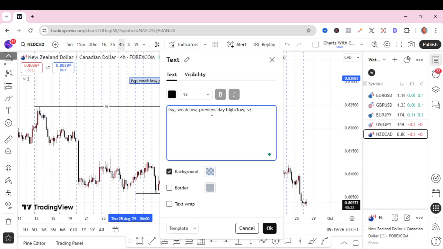Each session low or high, that is the Asian session, London session, New York session, basically. And what else? Week low and week high as well. Basically, a weak low and a weak high are lows and highs that do not break structure, they just swept liquidity. So they are weak lows and highs.